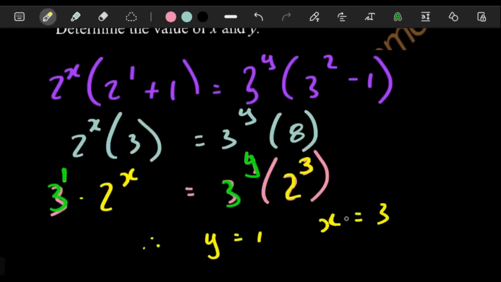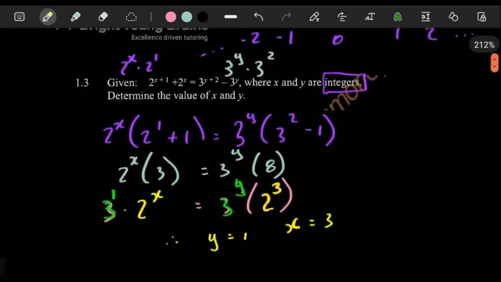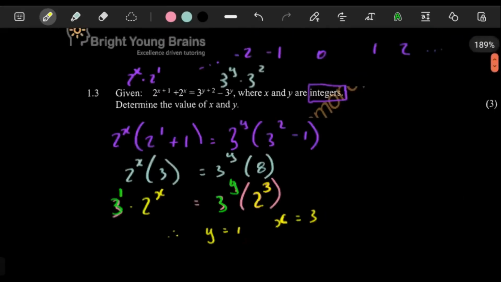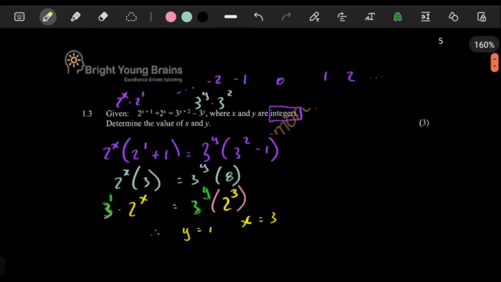So these are the kinds of questions where you don't want to overthink it. You don't want to think, oh, you're going to work it out algebraically or whatever. No, just be calm. It's a 3-mark question, so this is what you can do for these kinds of questions.